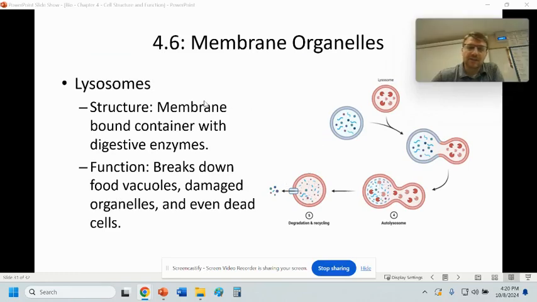Lastly, we have lysosomes. These are, again, membrane-bound organelles that contain their own membrane, their own phospholipid bilayer. But basically what these do, they break down things. They're like the janitors or the custodians of the cell. And they use digestive enzymes within their membrane to do this function. So basically, they break down food vacuoles, damaged organelles, and even dead cells. Basically anything the body needs to get rid of. And so they're just going to be like the janitors of the cell.